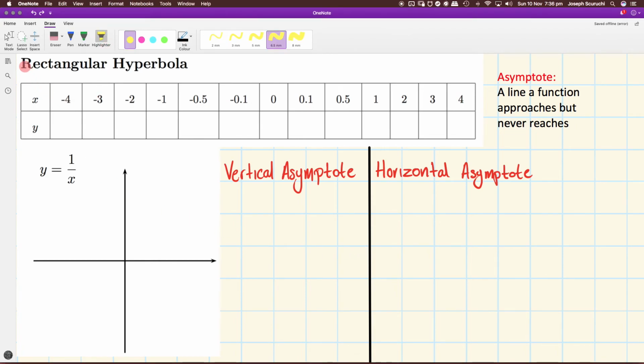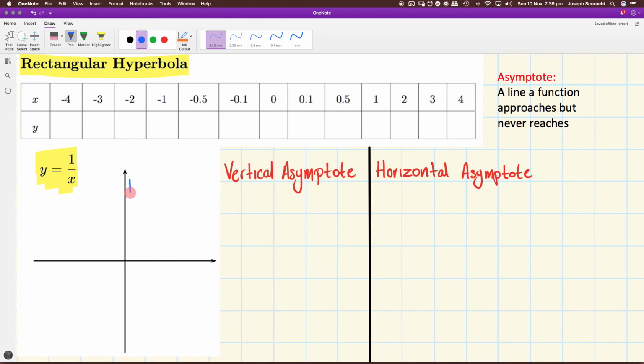So in this lesson, we're going to be talking about rectangular hyperbolas. Normally the way you'd go about this is I would sub in all these x values into my rule, y equals 1 over x, and then based on these values, draw a graph. But instead of doing it that way, I'm just going to immediately draw what this graph looks like.